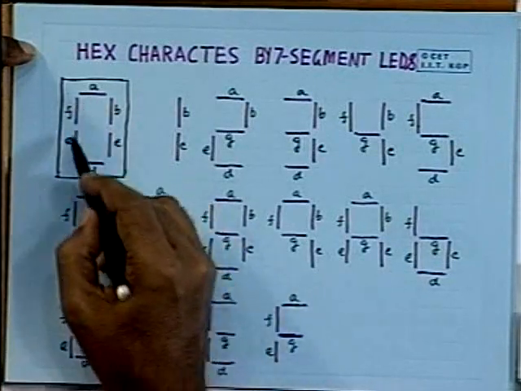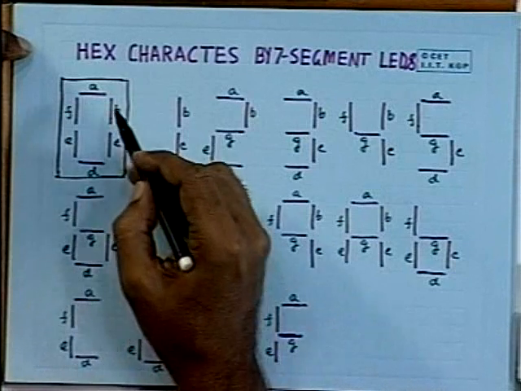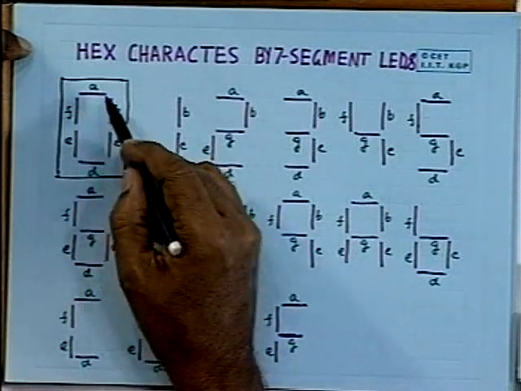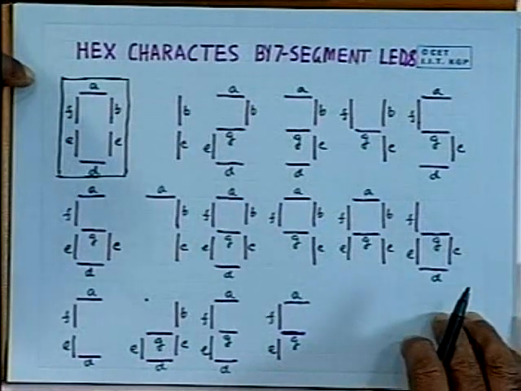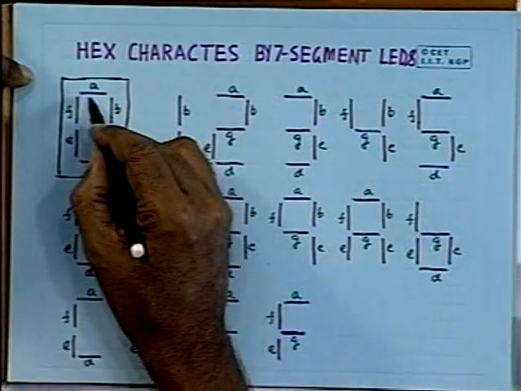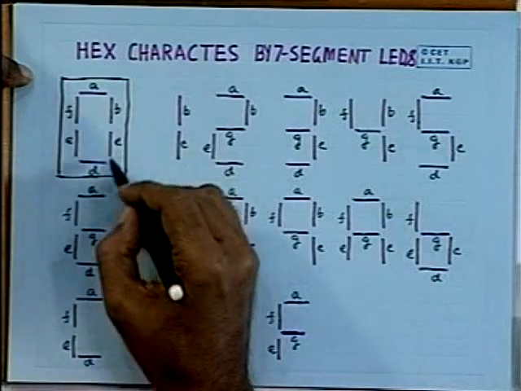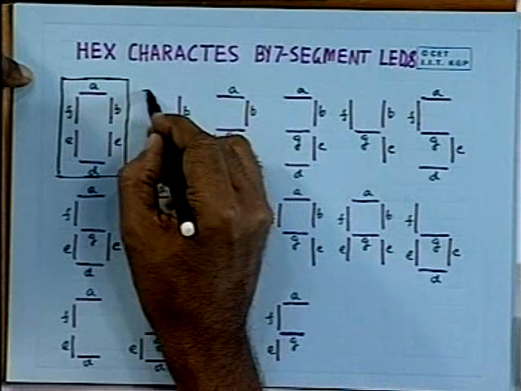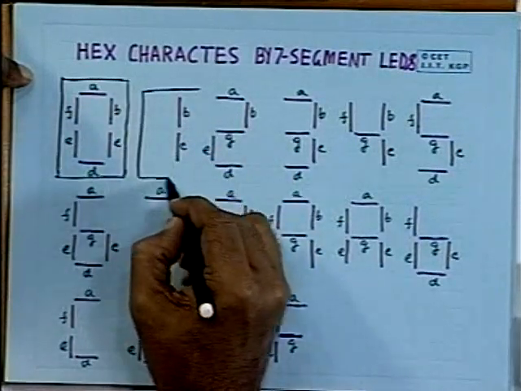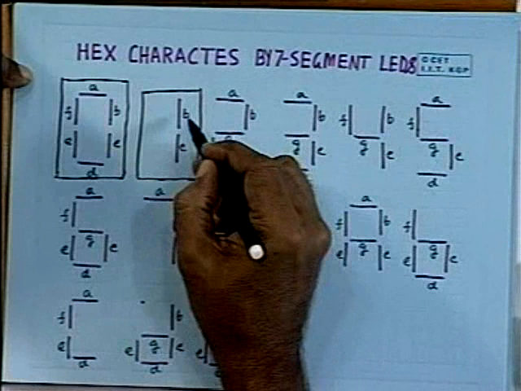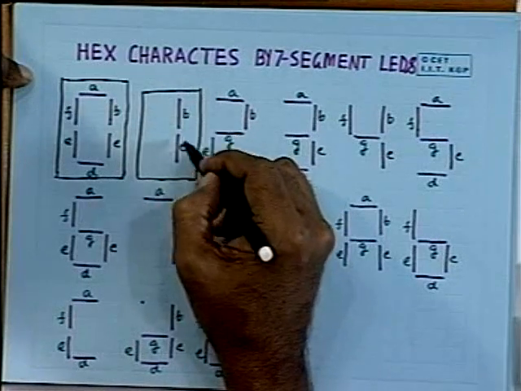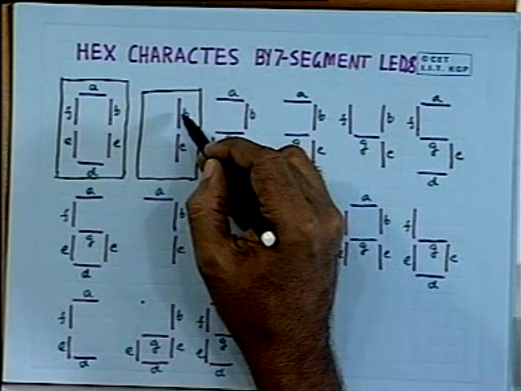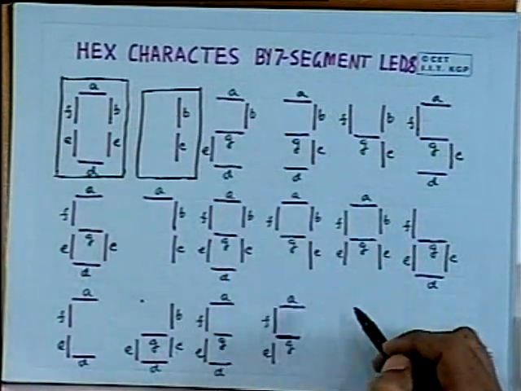and I have displayed 0. To display 0, these segments A, B, C, D, E and F are to be lit. You have to pass current through these LEDs, light emitting diodes, so that the display is for 0. Similarly, in this case, you have to use only the segments B and C. You have to pass current through the diodes corresponding to B and C segments.